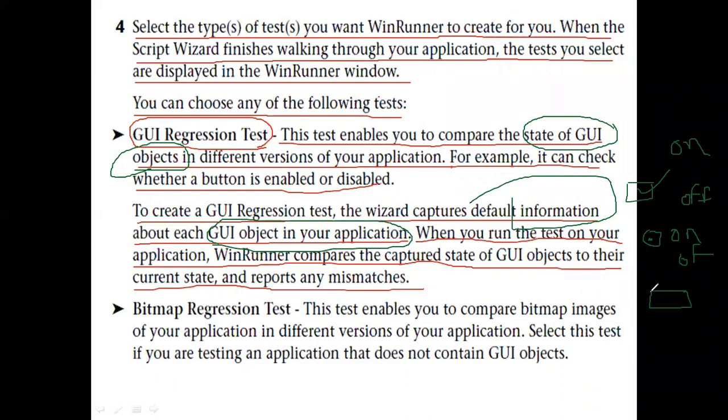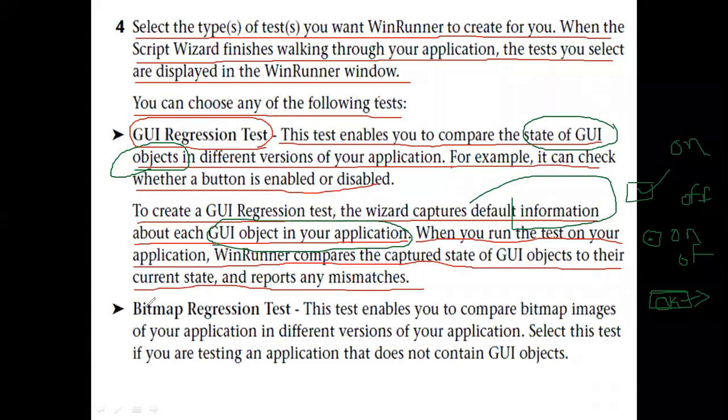For example, this is the OK button. When you open a window, this is enabled. This is in the state of enabled. In this GUI regression test, in a different version of the application, this may be disabled. Now this regression test can identify and report the mismatch.